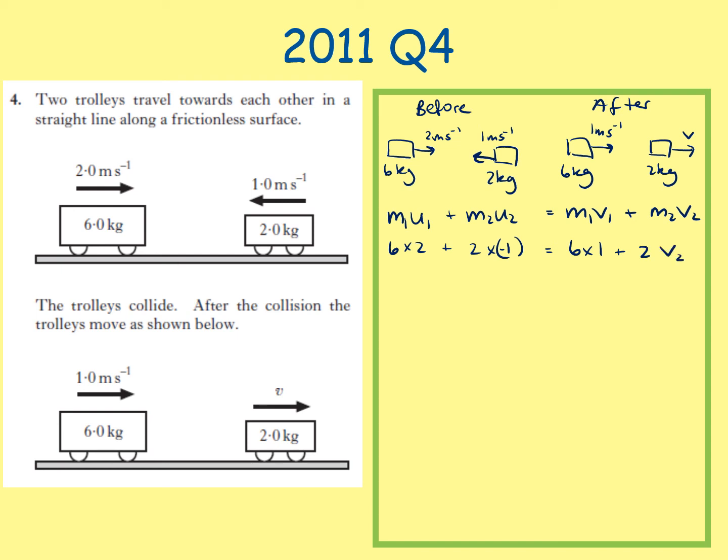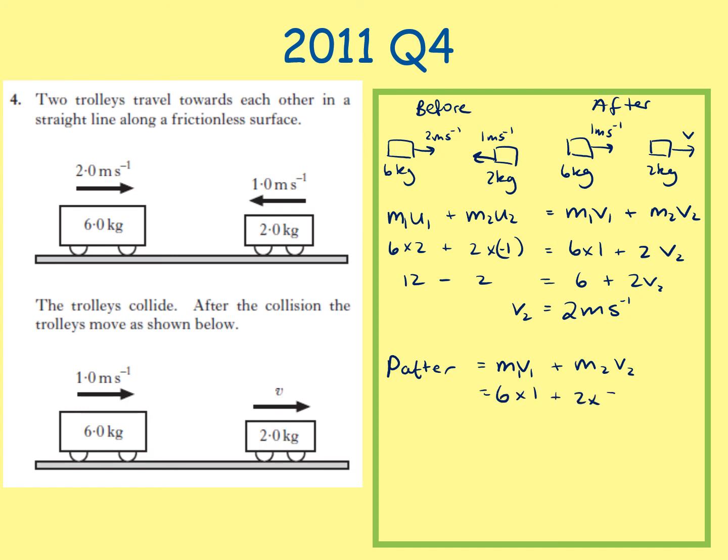plus 2v2. Therefore we've got 12, take away 2 equals 6 plus 2v2. Rearranging this all to give v2, we get 2 meters per second. And because that's positive, we know it's moving to the right. Now we can calculate our total momentum after. That's going to be m1v1 plus m2v2. So we've got 6 times 1 plus 2 times 2. So we have 10 kilogram meters per second.